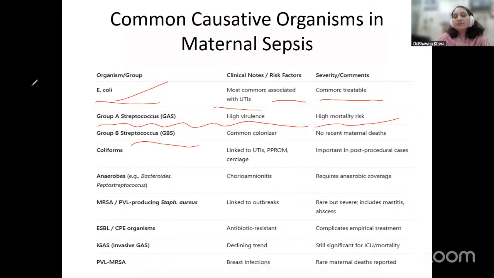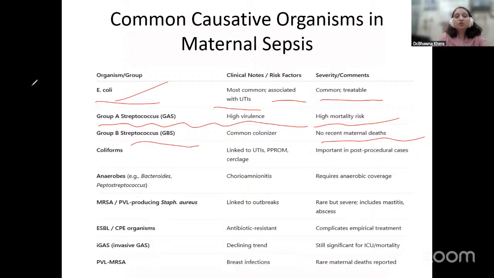Group B streptococcus is not for the mother, right? It is for the baby, right? B for baby and A for adults. Adults means mother. Coliforms, they can be linked to UTIs, PPROM, cerclage, and important in the post-procedural cases. Anaerobes can be there, particularly along with the other ones, in chorioamnionitis. MRSA and PVL-producing Staph aureus are usually linked to outbreaks, and they can be included in mastitis. Then others are like iGAS, that is invasive GAS, and the PVL, right?